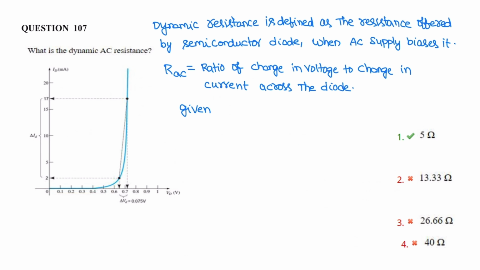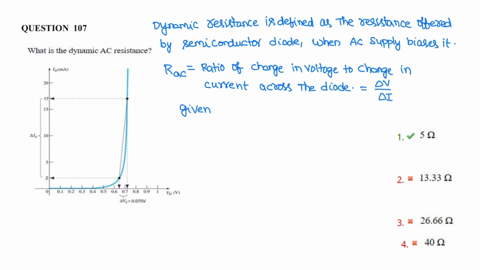Next question. What is dynamic AC resistance? Dynamic AC resistance is defined as the resistance offered by a semiconductor diode when an AC supply biases the diode. That is, when AC voltage is applied across the diode, it offers some resistance. That resistance is dynamic AC resistance. It is given as the ratio of change in voltage to change in current across the diode. That is, dynamic resistance r is equal to delta V by delta I.